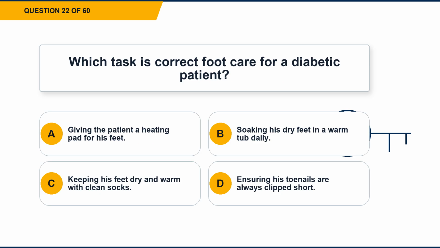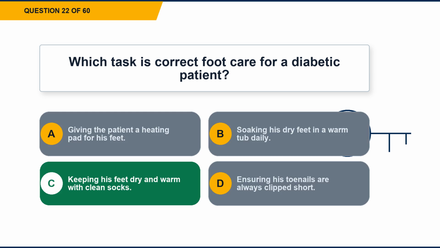Question 22. Which task is correct foot care for a diabetic patient? Option A, giving the patient a heating pad for his feet. Option B, soaking his dry feet in a warm tub daily. Option C, keeping his feet dry and warm with clean socks. Option D, ensuring his toenails are always clipped short. The correct answer is option C, keeping his feet dry and warm with clean socks.